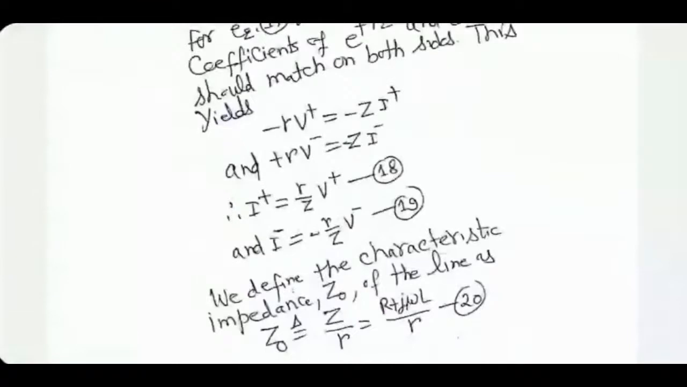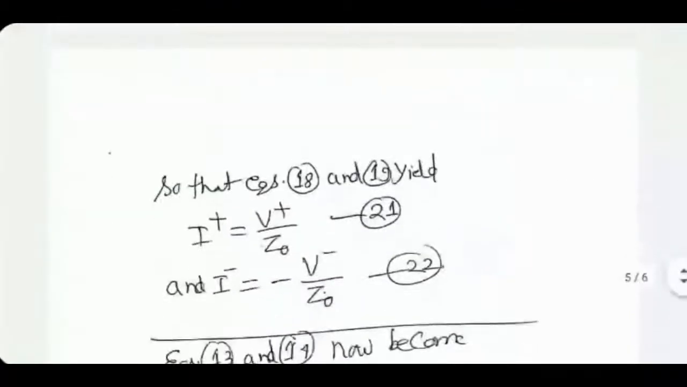At this point, we define another parameter. I'll explain the name of this parameter later. It is called characteristic impedance of the line. It is denoted by z with a suffix naught or 0. It is defined as z divided by gamma. That means r plus j omega l divided by gamma. If I choose that definition, then I plus and I minus can be expressed in terms of V plus and V minus by equations 21 and 22.